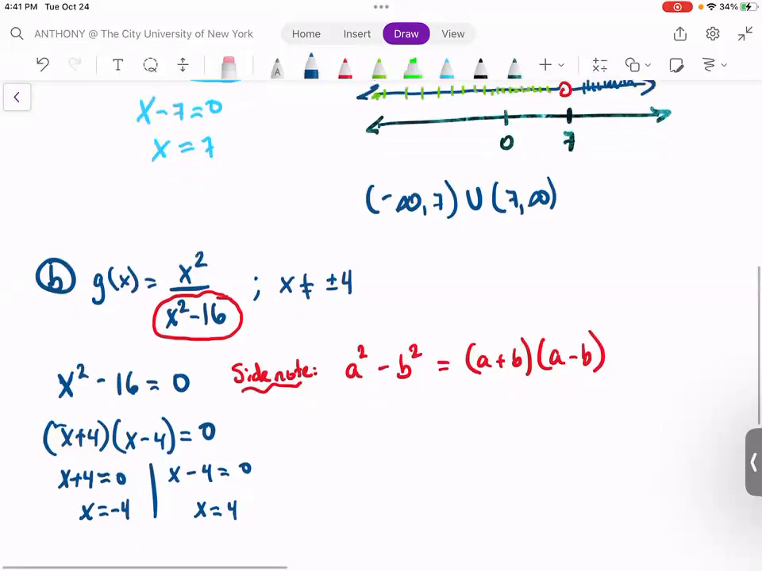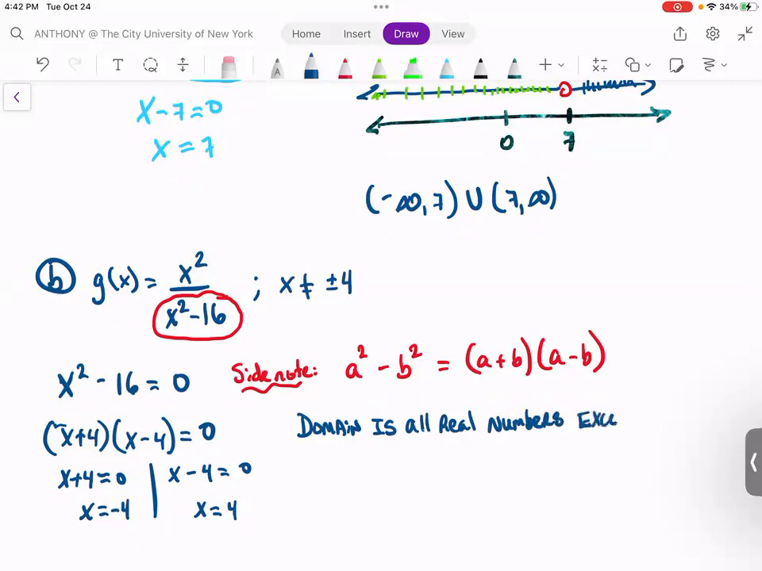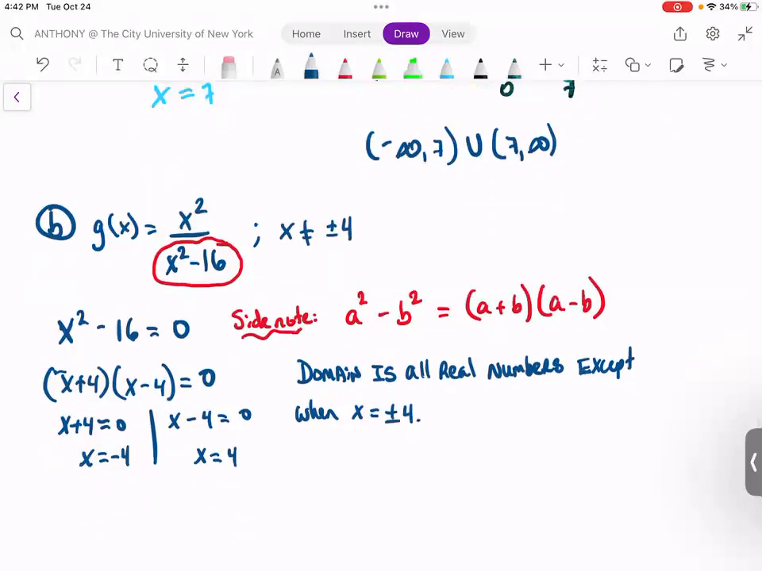In words, your domain is all real numbers except when x is equal to plus or minus 4. And we can also look at this visually on a number line. Say here's 0, say here's -4 and 4. At -4 and 4, I can plot open points, and I'm drawing a line that just bypasses these two points.